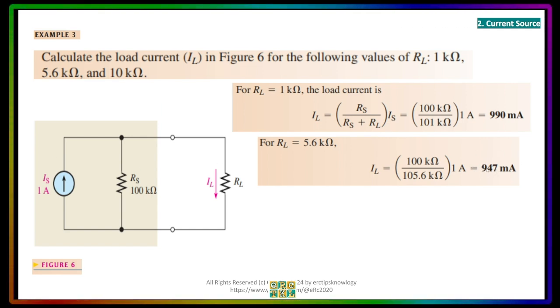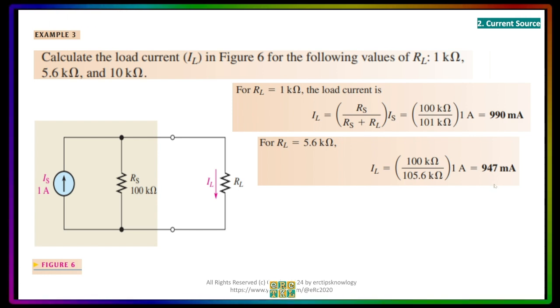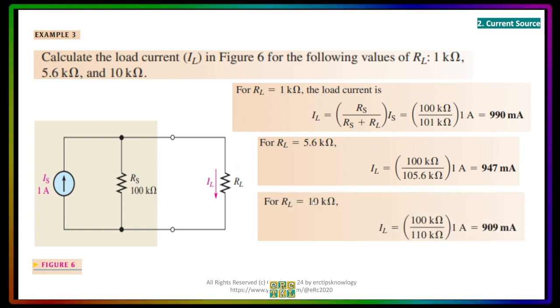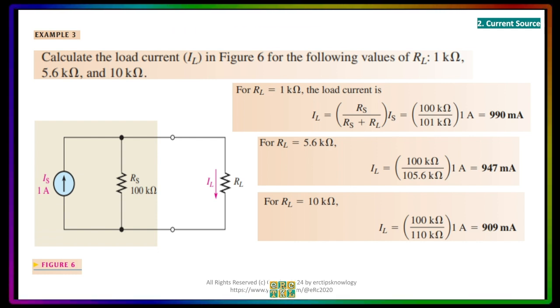0.163. Therefore, what happened here is that with the 5.6 kilo ohms, the current goes from 990 lower to 947 milliamperes. It means that the higher the resistance, the lower the current in the load. Now, if we make it much, much higher, 10 kilo ohms compared with 1 kilo ohm, we only get 909 milliamperes or 0.909 ampere.